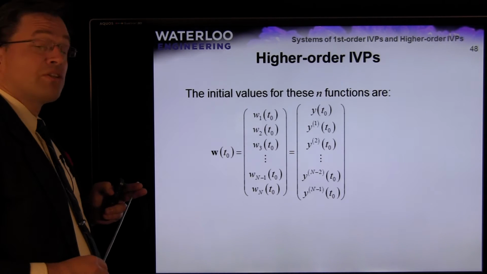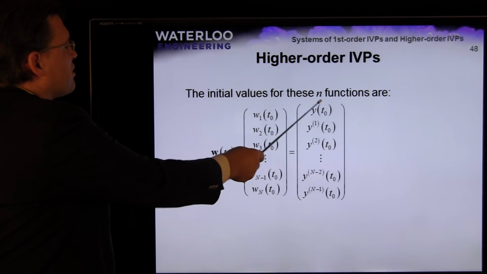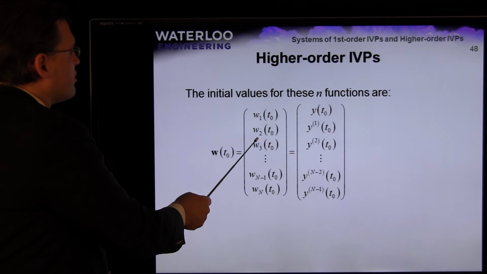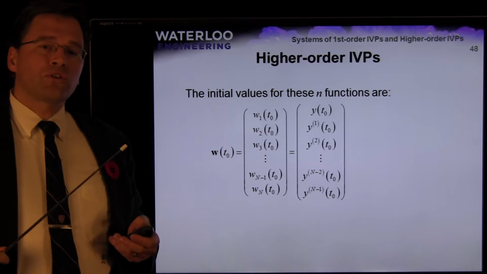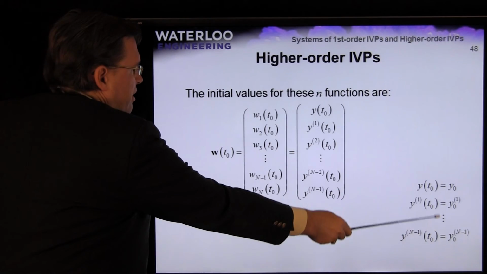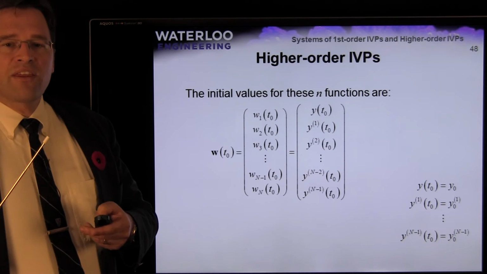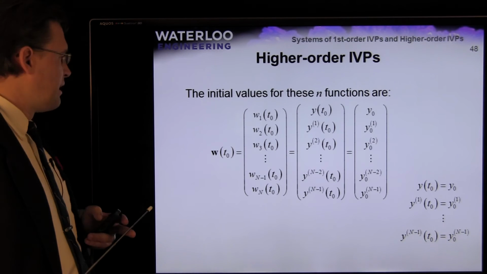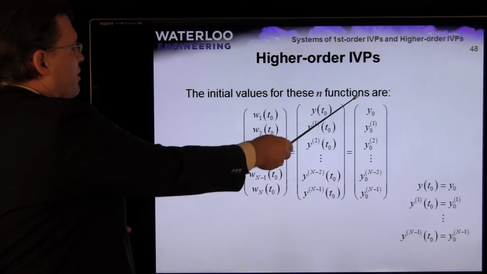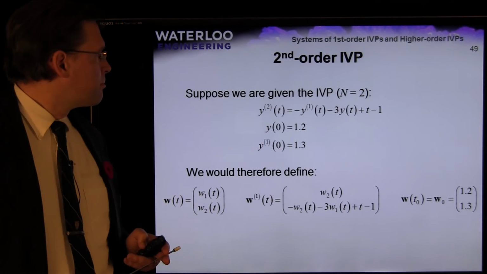We also have initial values. The initial value of W1 is just the initial value of the function. The initial value of W2 is just the initial slope, and so on and so forth. Those are exactly what are given in our initial value problem for an nth order initial value problem. So here is our vector of initial values, and we will define that as W0.